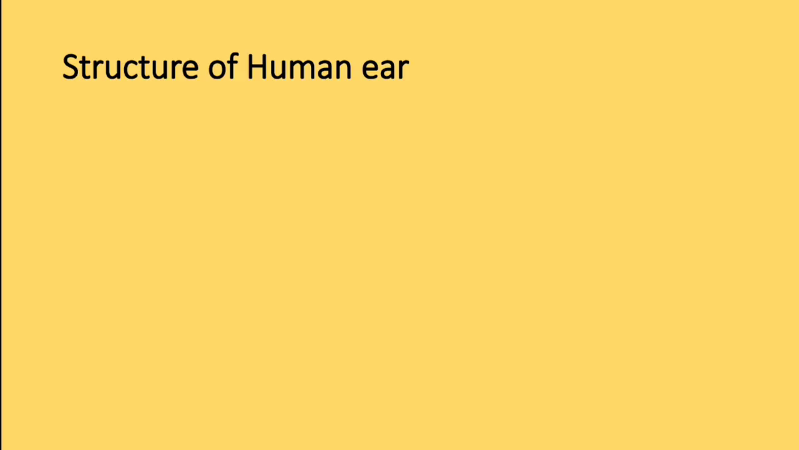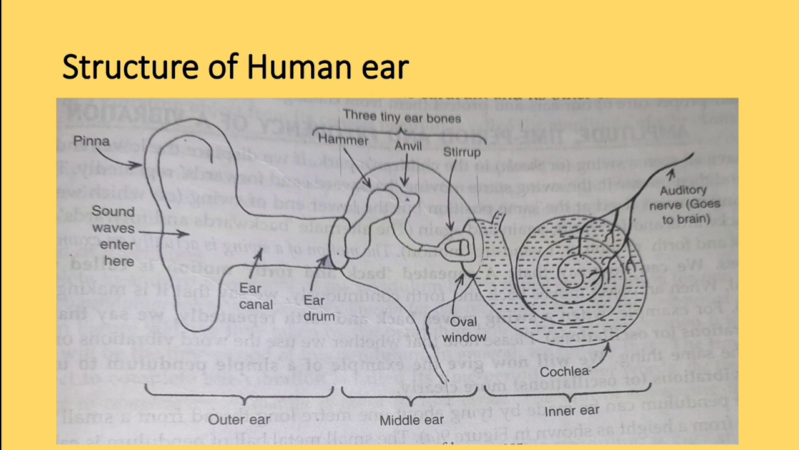Structure of the human ear. The picture shows the structure of the human ear. It consists of three parts: outer part, middle part, and inner part. The outer part consists of the pinna, ear canal, and eardrum. The middle part consists of three tiny bones: hammer, anvil, and stirrup. And the inner ear consists of the oval window, cochlea, and auditory nerves which go into the brain.